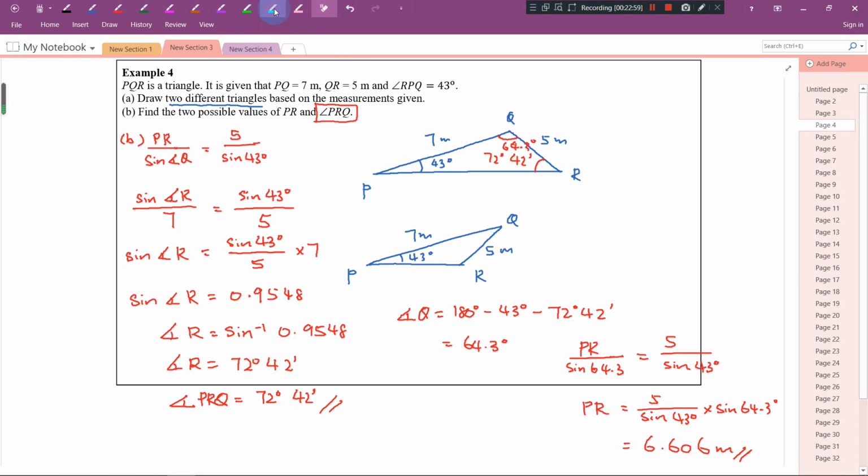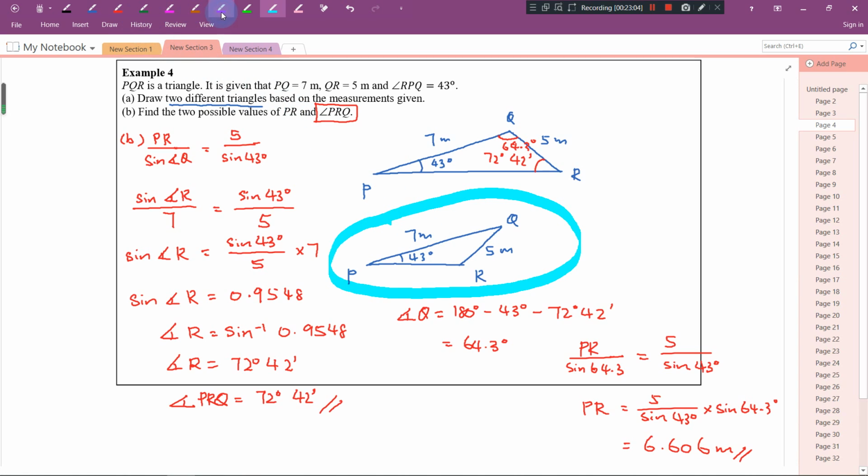Now let's focus on this one. So this is 72 degrees 42 minutes. If I ask you to find this angle, then it will be very easy. You know that this angle is actually 180 minus this one, right? Now let me use another color. So angle PRQ will be 180 degrees minus 72 degrees 42 minutes.